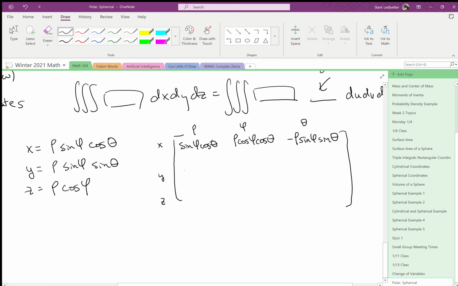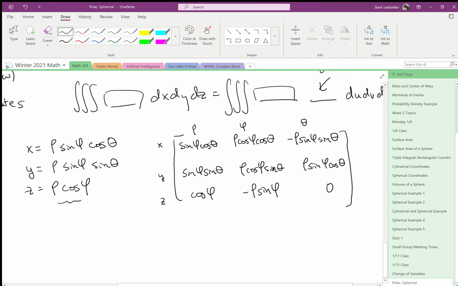Okay, let's do the same thing for y. We get sine phi sine theta here. We get rho cosine phi sine theta. And then we get rho sine phi cosine theta. Okay, then for z, we get cosine phi. We get negative rho sine phi, and then there's no theta in z, so we actually get 0 here for the partial derivative.